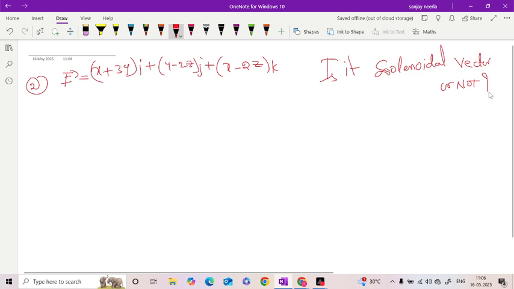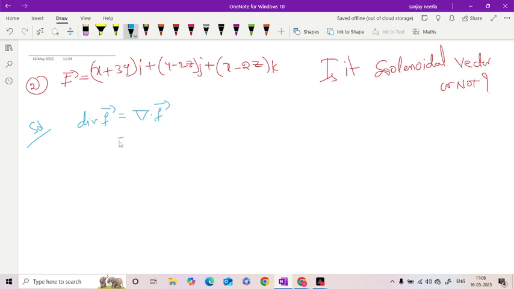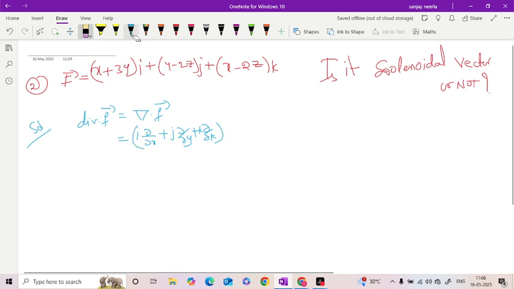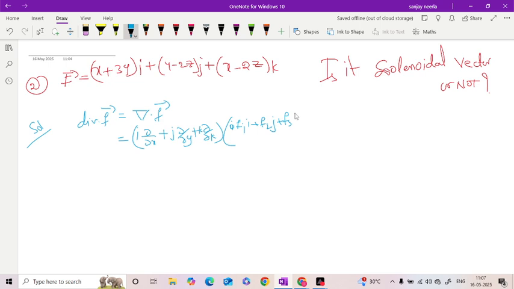Will it be a solenoidal vector or not? What is the divergence of this vector f? Zero or non-zero? Non-zero. Okay, now we'll check. Now div f or del dot f, both are the same meaning. It is i into dou f by dou x plus j into dou f by dou y plus k into dou f by dou z. What is the f vector here? In general I am writing f1 i, f2 j, f3 k.